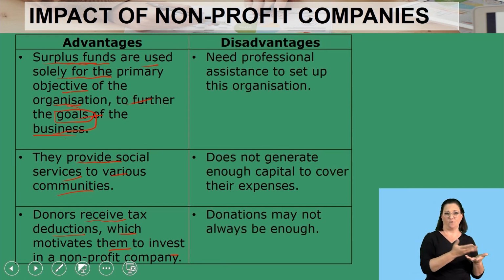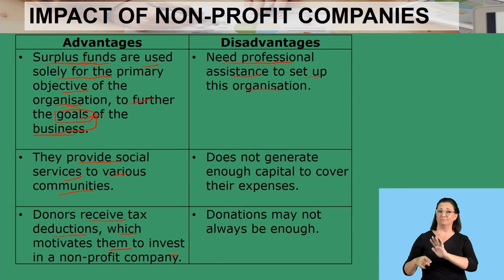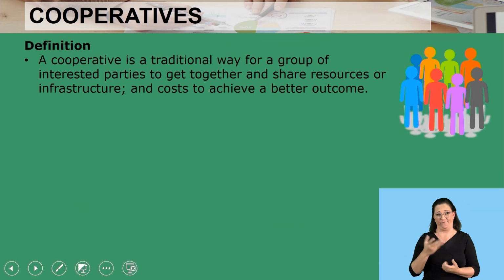Now, what are the disadvantages? They need professional assistance to set up the organization, and it does not generate enough capital to cover the expenses, and donations may not always be enough. Those are the negatives. Then, the last form of ownership is your cooperative.